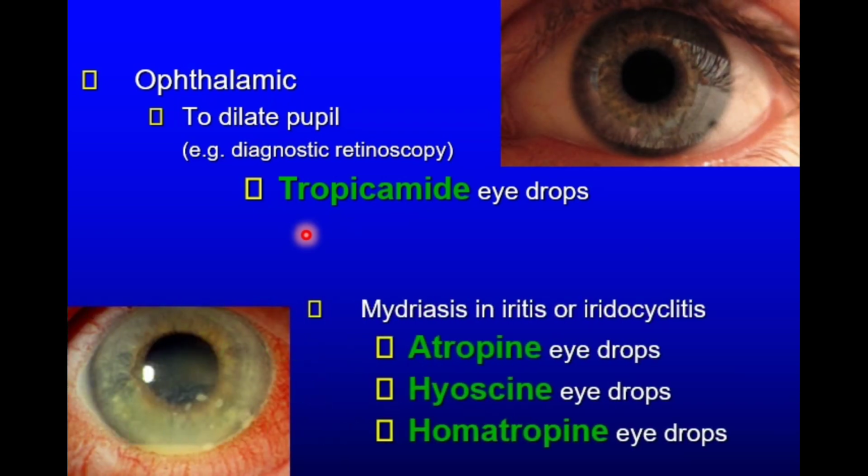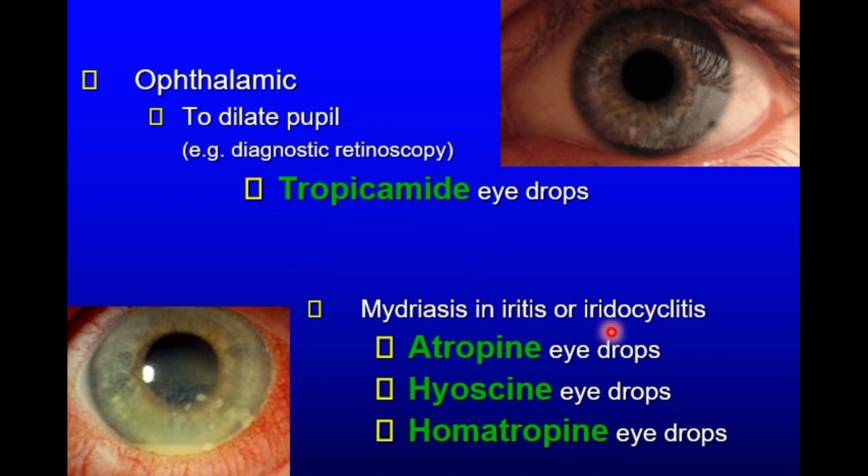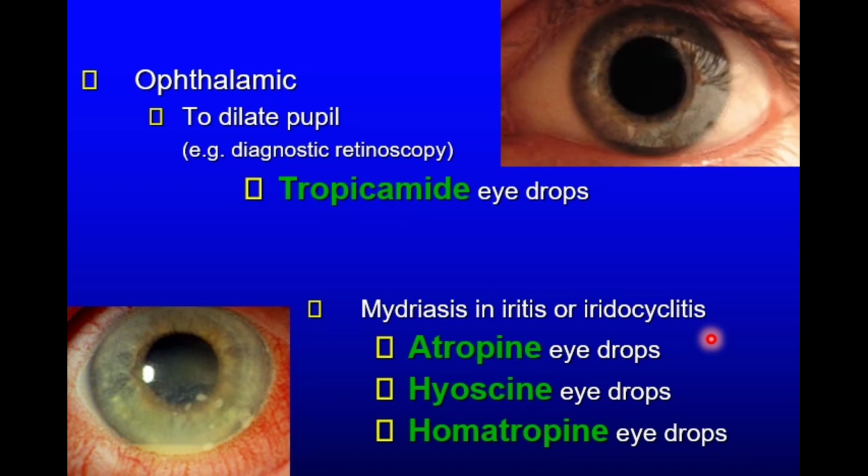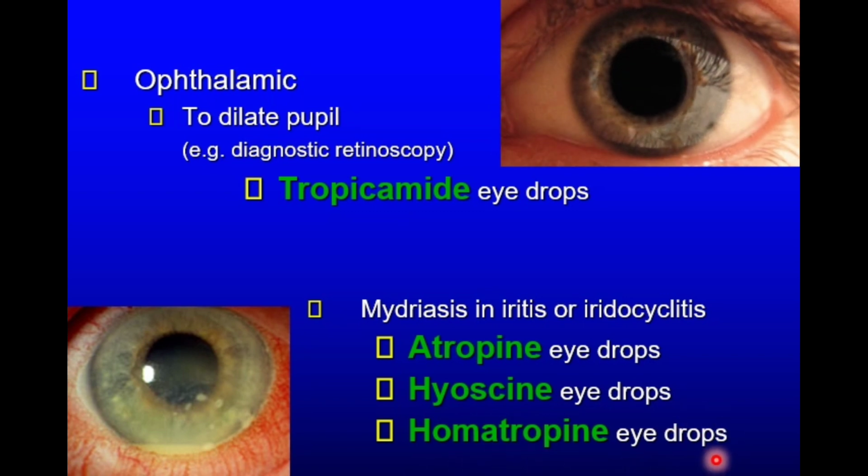In conditions such as iritis or iridocyclitis, these are inflammatory conditions in which the iris tends to adhere to the surface of the lens. In this situation, a mydriatic drug with long action is preferred. For example, atropine eye drops or hyoscine eye drops or homatropine eye drops.